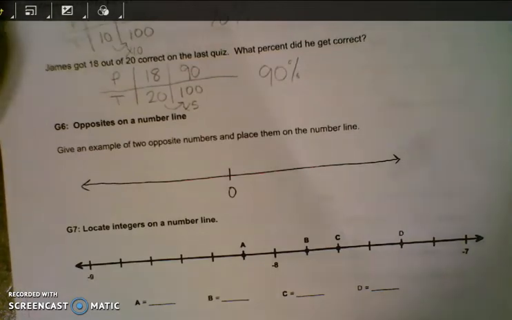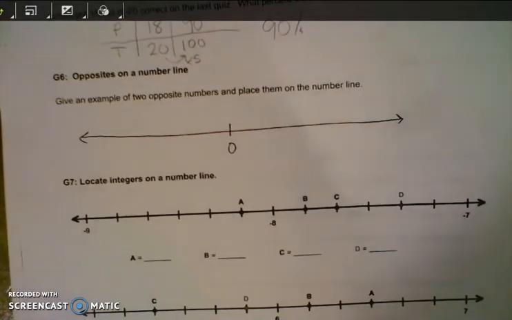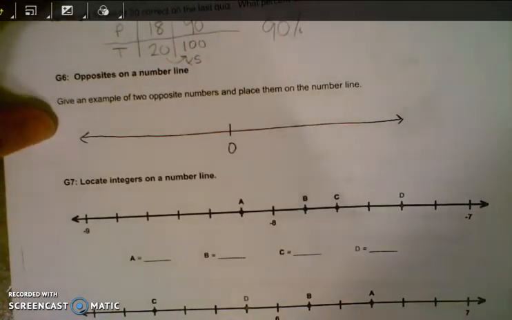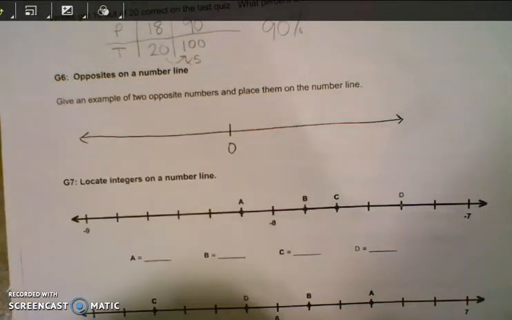For goal 6, we talked about numbers on a number line. We talked about mixed numbers, fractions, and integers, positive and negative numbers, and their proper place on a number line. One thing we talked about was opposite numbers. Opposite numbers are just the same number with a different sign. So one would be positive and one would be negative. The important thing to remember about opposite numbers is that they are equally distant from 0 in opposite directions.